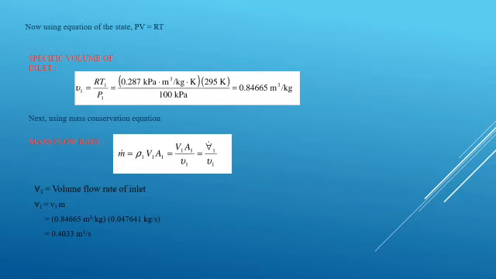After we obtain the value, next we use the mass conservation equation, which is mass flow rate. Mass flow rate is m equal to rho multiplied with V multiplied with A. So afterward we learn that V1 multiplied with A1 is equal to V̇1, which is the volume flow rate of inlet. So we obtain 0.4033 m cubed per second.